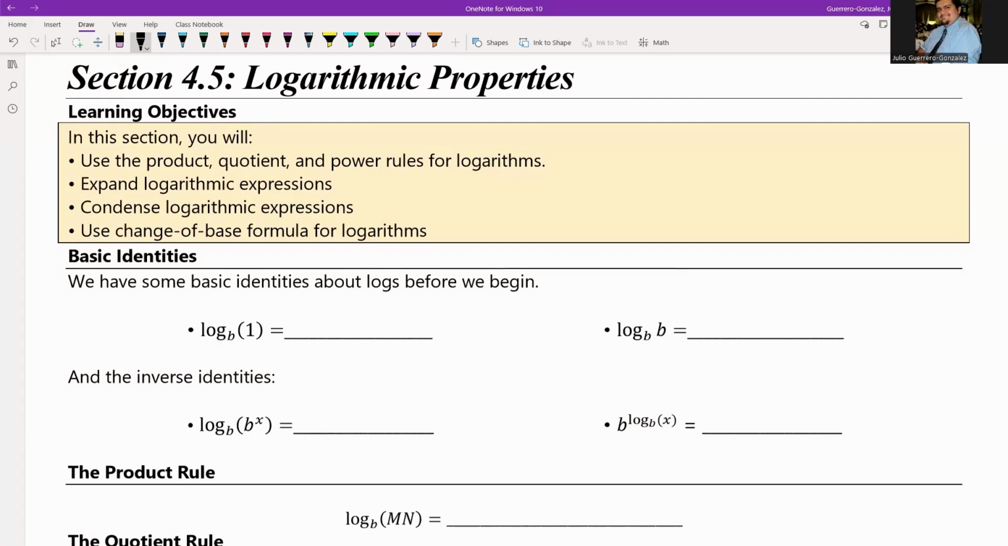Hello everyone, this is the lecture for section 4.5, logarithmic properties. So the first two sections of chapter 4, we're just learning about exponential functions, right? 4.3, 4.4, we learned about what a logarithm is and how to graph them, right? 4.5 deals with logarithmic properties. And these logarithmic properties match up to the exponential properties, more or less. They match up to those exponential properties that we saw in section 4.1.